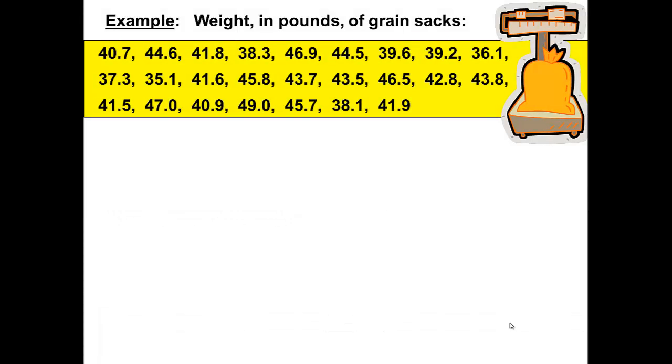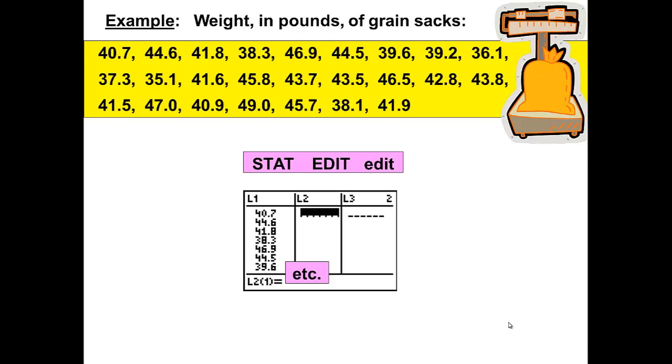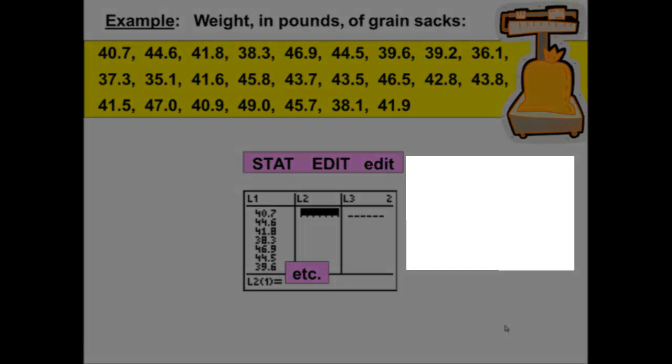To find the 5-number summary, we begin by using our calculators and inputting our data into List 1. Press Stat, then choose Edit, and Edit under the Edit menu. Type in your numbers and press Enter after each one. Enter all the numbers into List 1 into one list.